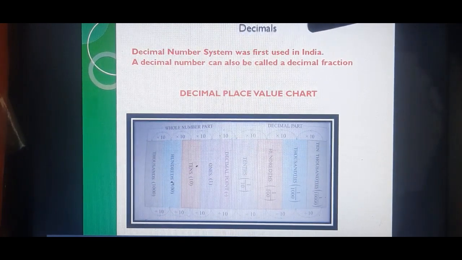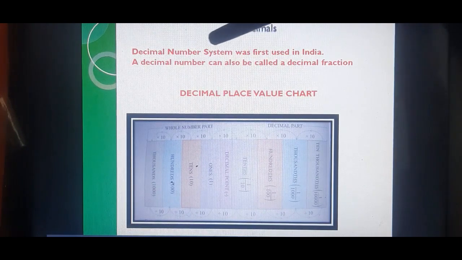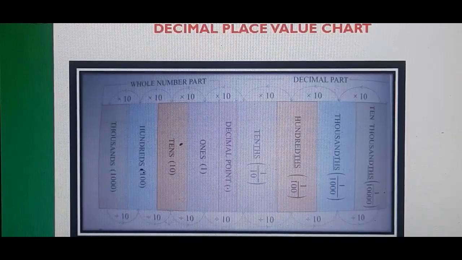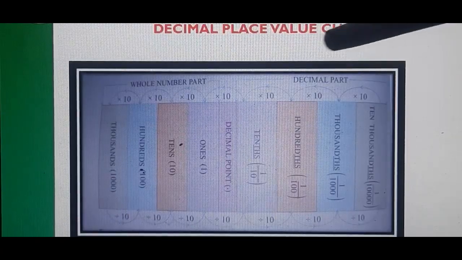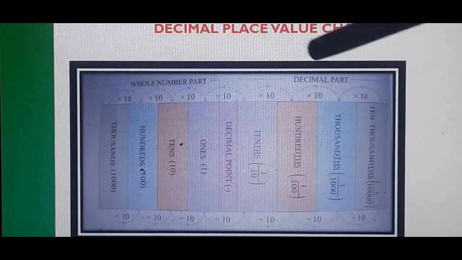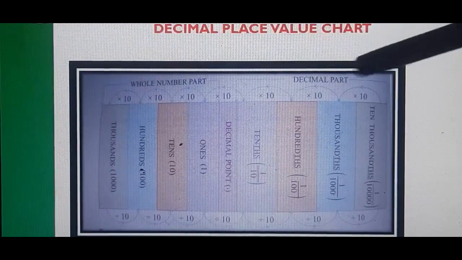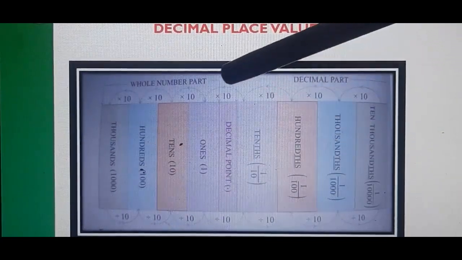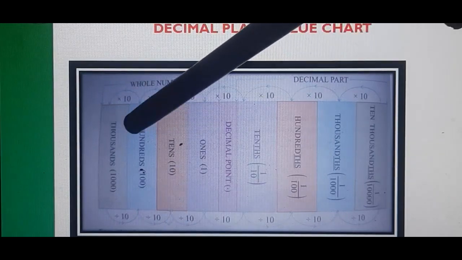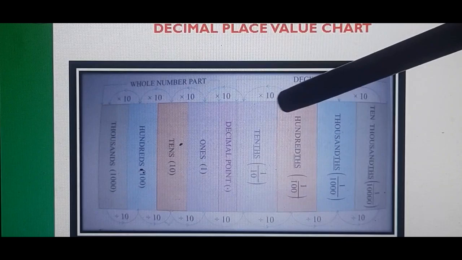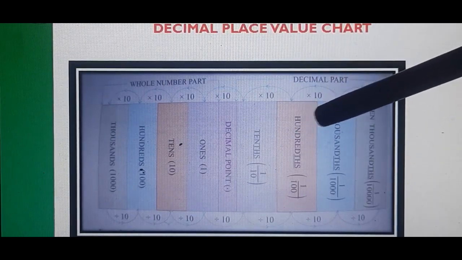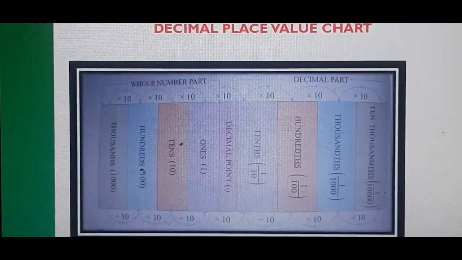Decimal number system was first used in India. A decimal number can also be called a decimal fraction. Look here, decimal place value chart. In the decimal place value chart, two parts are there, whole number part and decimal part. These both are separated with a decimal point. To the left side is the whole number part containing ones, tens, 100, 1000, 10,000. And after the decimal, to the right side, 10th, 100th, 1000th and 10,000th.